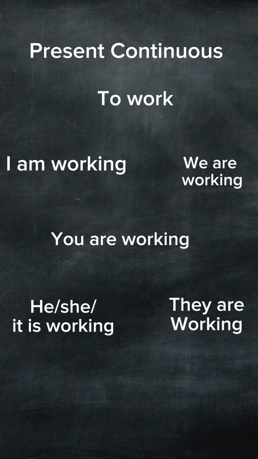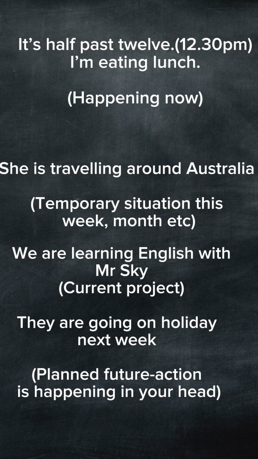So first person singular, I am working. Second person singular and plural, you are working. Third person singular, he, she, it is working. First person plural, we are working. And third person plural, they are working. So now let's look at some examples.